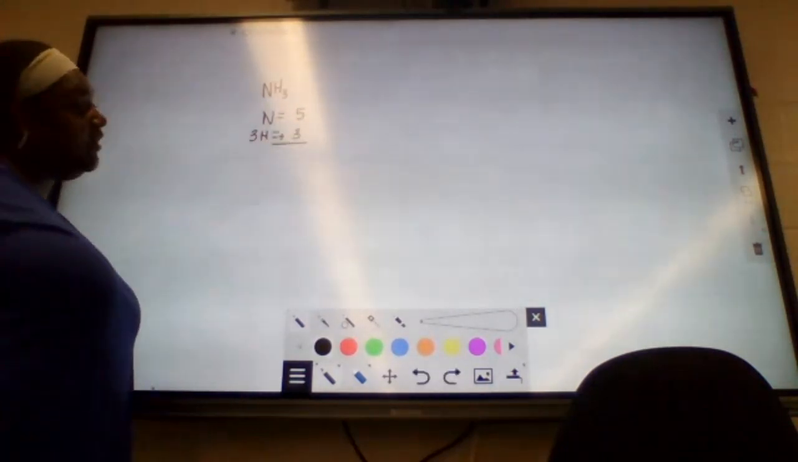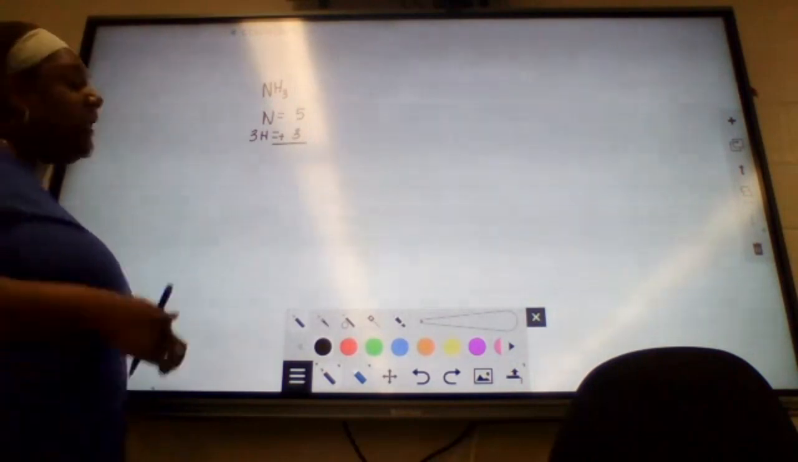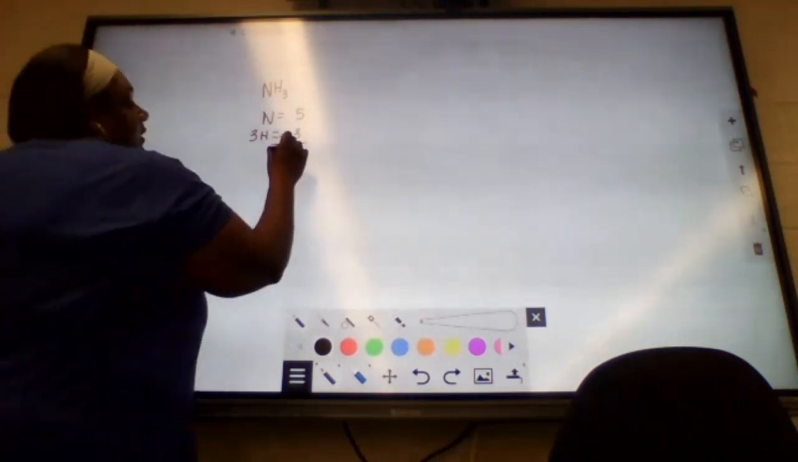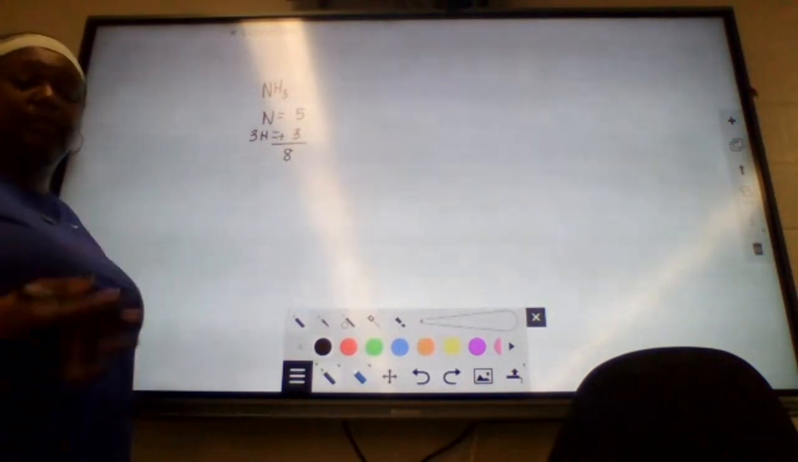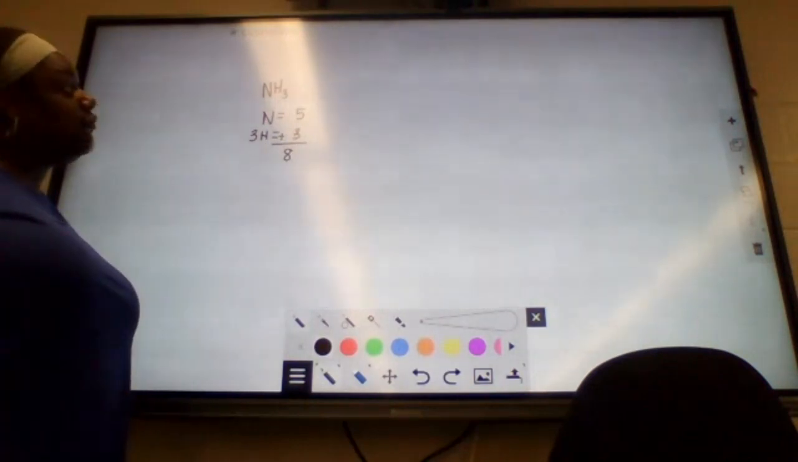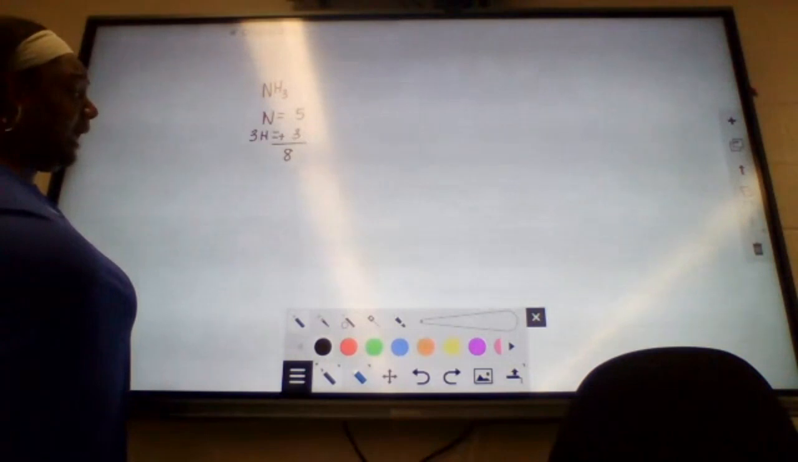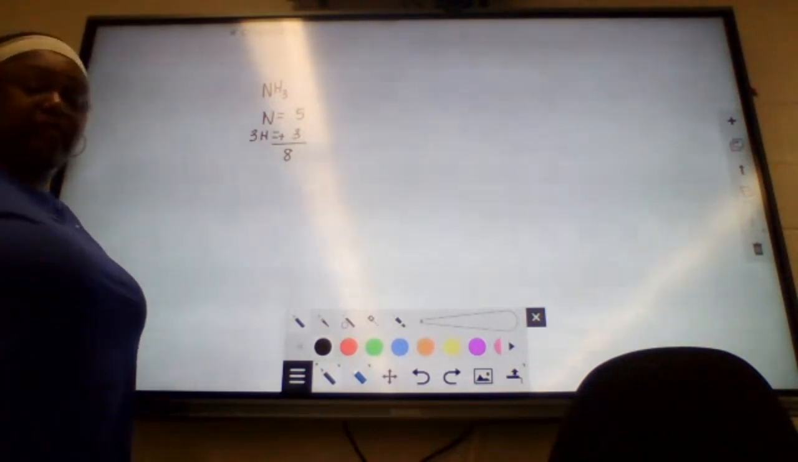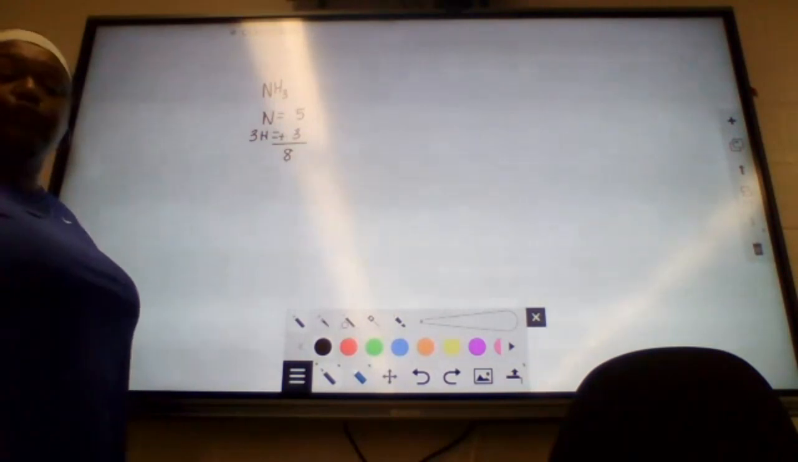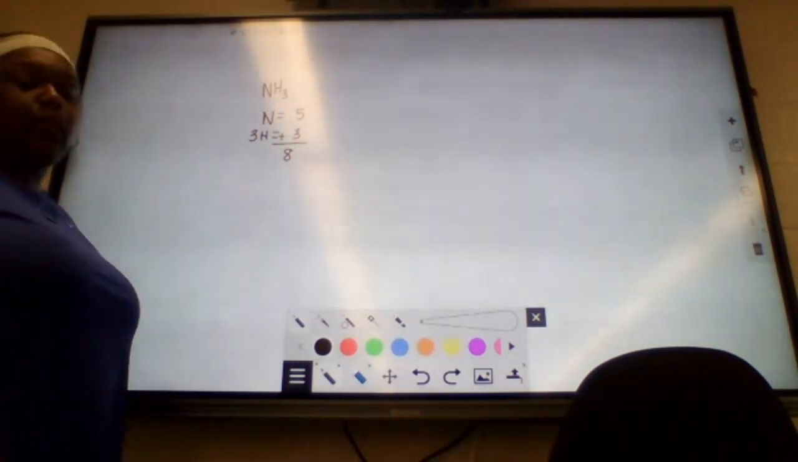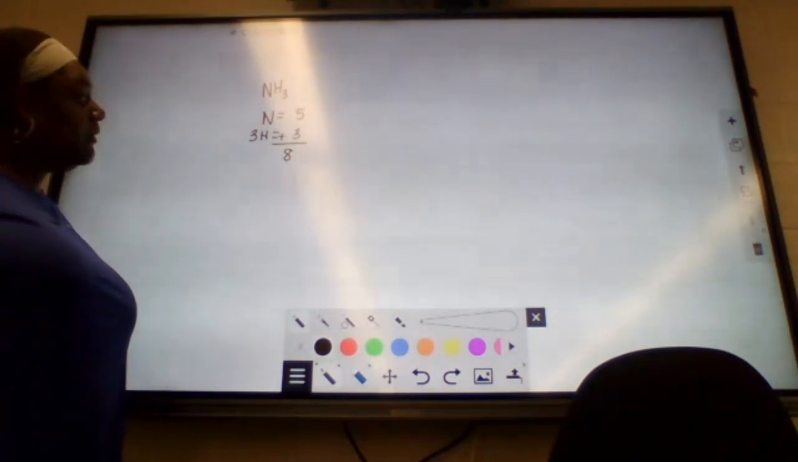Now, once we have our valence electrons, we make a pool. We add these numbers together to see how many total electrons we have to distribute in our Lewis structure. And when I add those together, I notice I get 8. Now, the next thing that you have to do for your Lewis structure is decide which element is going in the center.